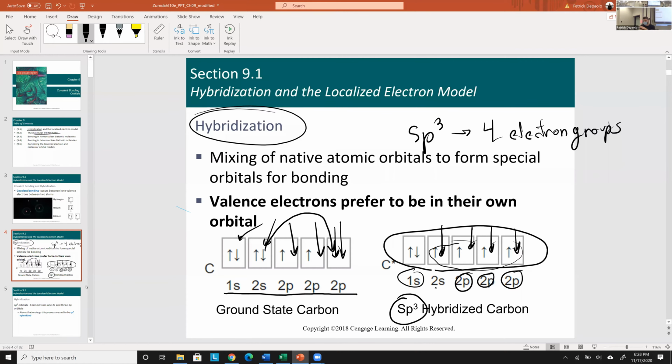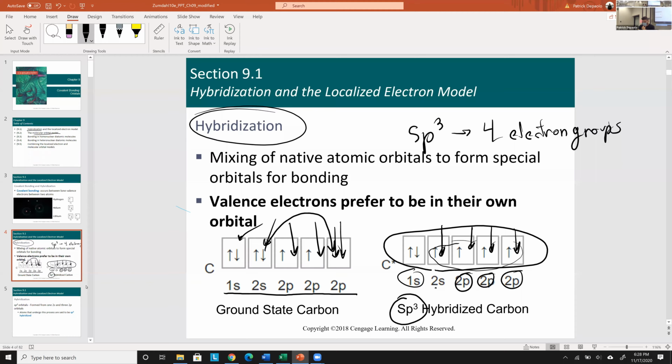The term electron groups, we did talk about last class when we went over the shapes. We talked about an electron group being a lone pair of electrons, a single bond, a double bond, or a triple bond. Those are the definitions of our electron groups. If you have 4 electron groups, it's sp3 hybridization because of this. Any questions on that? No? Good. Makes sense. All right, so we get that.